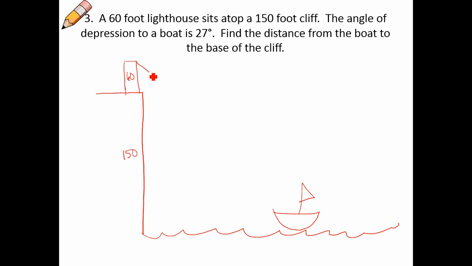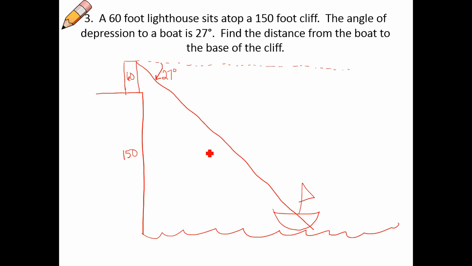So basically, yes, we have this looking down situation to the boat. However, where does that angle of depression go? It's not here where you would think. Remember normal line of sight. Normal line of sight is this horizontal line from my lighthouse straight over. This measurement here, the distance that I would turn from my normal line of sight looking down, that is 27 degrees. That is the angle of depression.